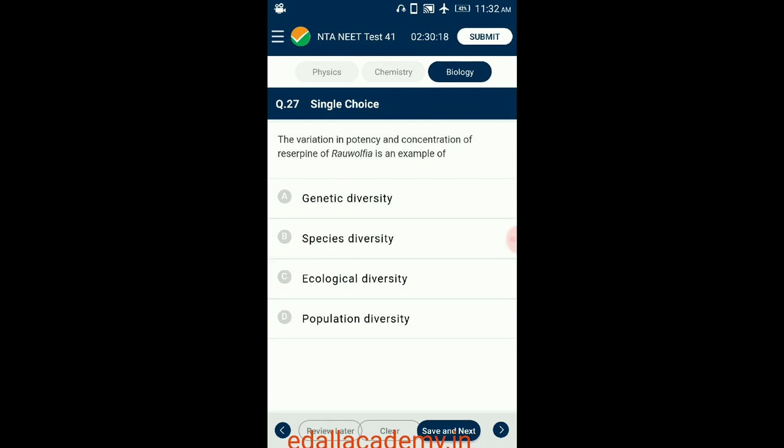The variation in potency and concentration of reserpine of Rauwolfia is an example of. Genetic diversity is the number and types of genes as well as chromosomes present in different species, and the variations in the genes and their alleles in the same species. Hence, the variation in potency and concentration of reserpine of Rauwolfia is a result of genetic diversity. The production of reserpine is genetically regulated, and with variation in alleles, different concentrations of reserpine will be produced. So the answer for this question is option A, genetic diversity.